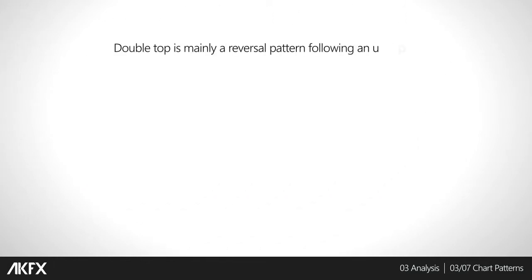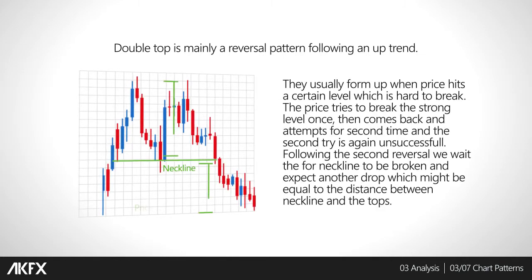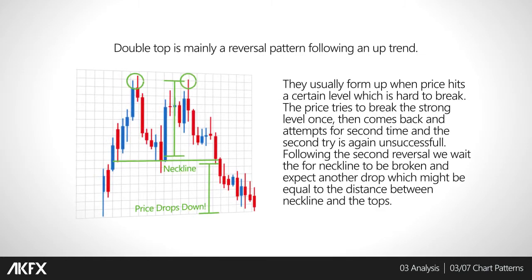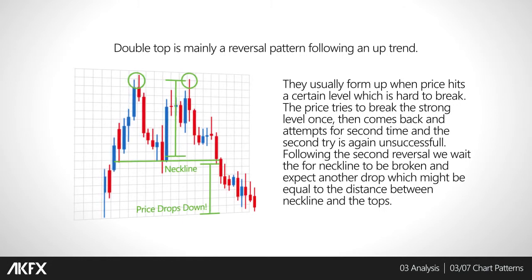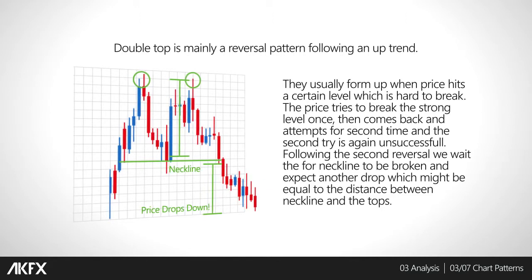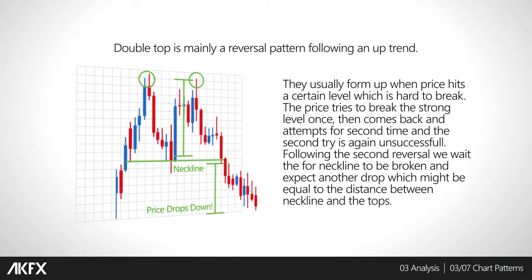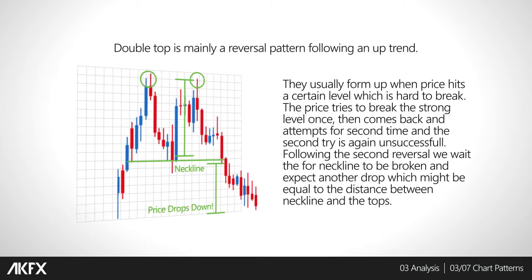Double top is mainly a reversal pattern following an uptrend. They usually form when a price hits a certain level which is hard to break. The price tries to break the strong level once, then comes back and attempts a second time, and the second try is again unsuccessful. Following the reversal, we wait for the neckline to be broken and expect another drop, which might be equal to the distance between the neckline and the tops.